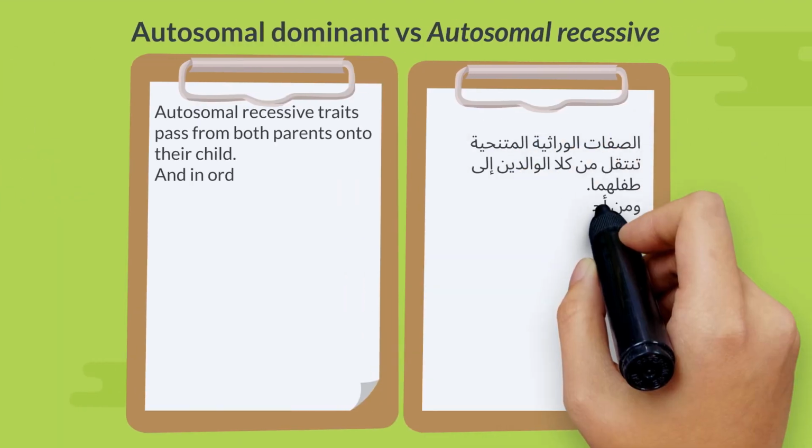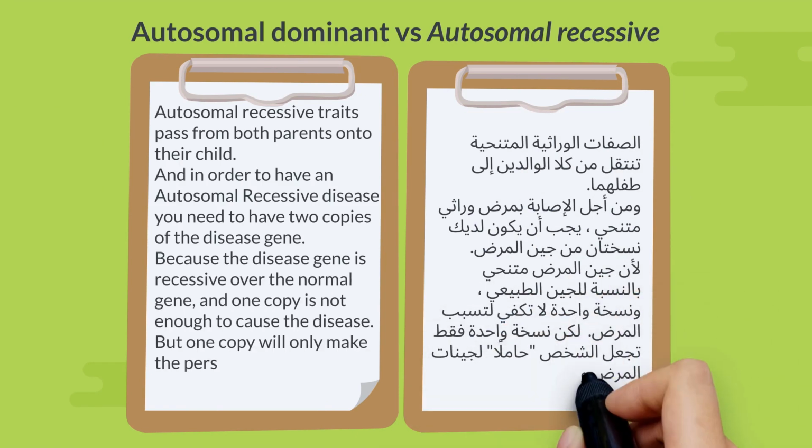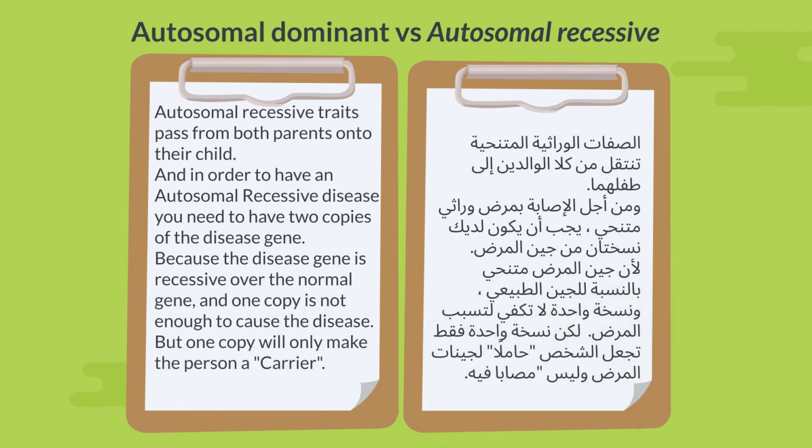Autosomal recessive traits pass from both parents onto their child, and in order to have an autosomal recessive disease, you need to have two copies of the disease gene. Because the disease gene is recessive over the normal gene, one copy is not enough to cause the disease, but one copy will make the person a carrier.